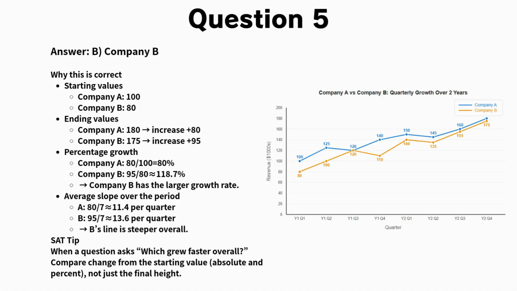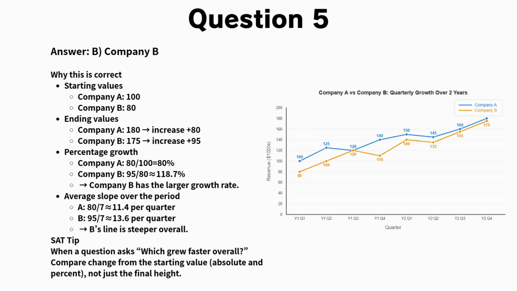But here's the key insight. When companies start at different levels, we should compare percentage growth to see which truly grew faster. Company A grew by 80 out of 100, which is 80% growth. Company B grew by 95 out of 80, which equals 118.7% growth. Company B grew much faster in percentage terms, even though Company A ends up higher in absolute revenue.